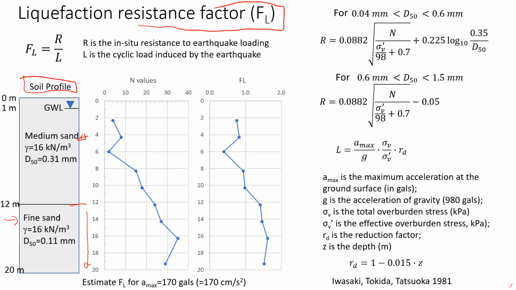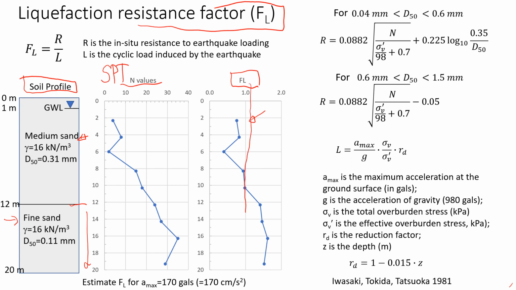We're also given data from SPT tests, so these are N values. This is what we need to get from site investigation so that we can estimate the liquefaction resistance factor. And in the end, we're going to arrive at this plot. I already prepared it and I will explain how we get it. So this is the factor.